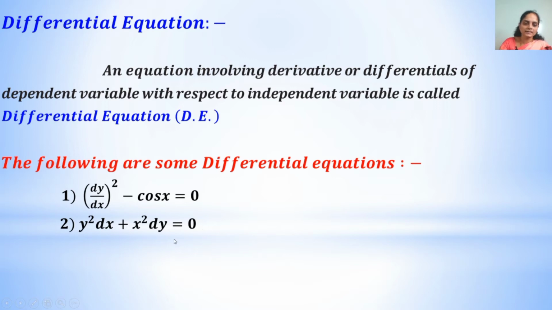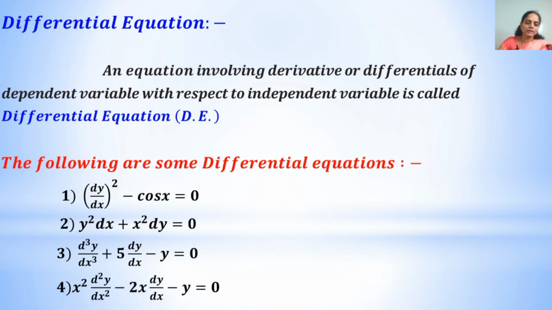Now, see our third example. Third example is d3y by dx cube plus 5 into dy by dx minus y equal to 0. We know that differential equation means an equation which involves derivative like dy by dx, but not only dy by dx, also d2y by dx square, d3y by dx cube and so on. So, in this equation, there is a term d3y by dx cube and also dy by dx. So, this equation also becomes a differential equation.